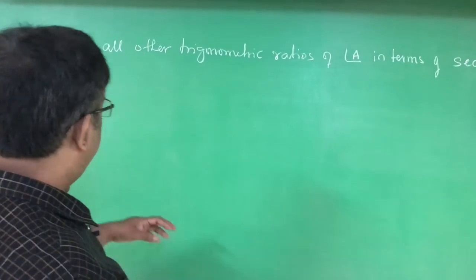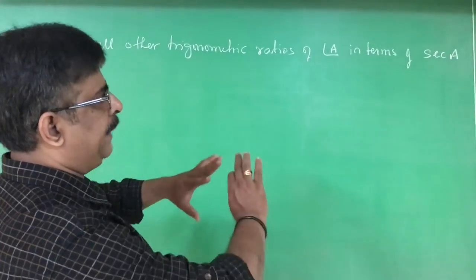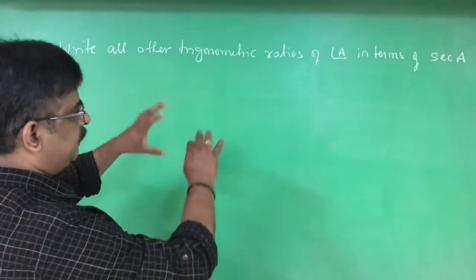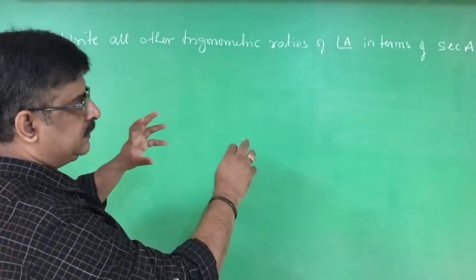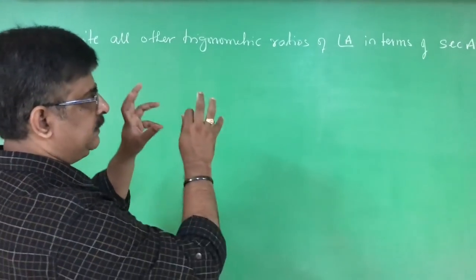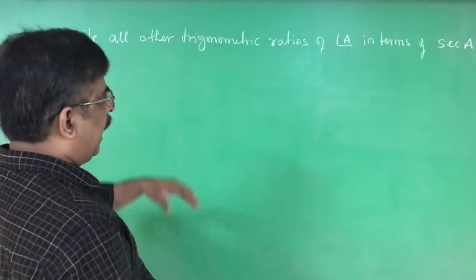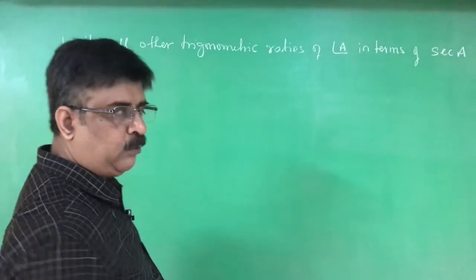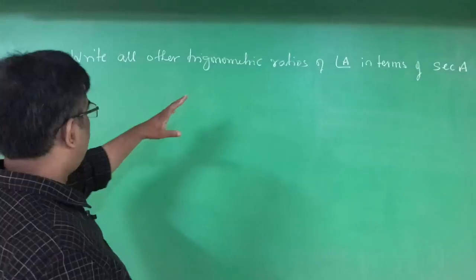The second problem is, again, these are all practice problems. By solving this type of problems, we are able to understand which identity to be selected for which problem, and later on the actual problems are going to start. These are all practice problems.